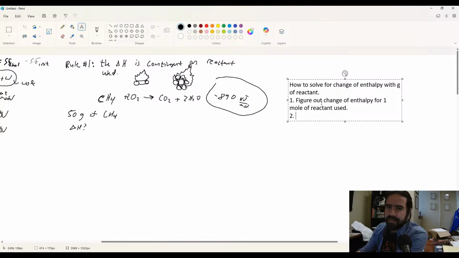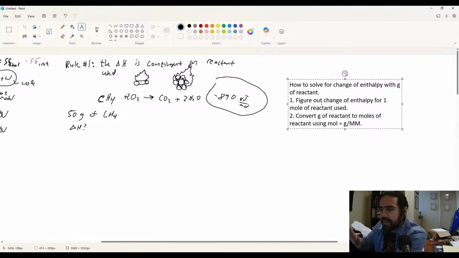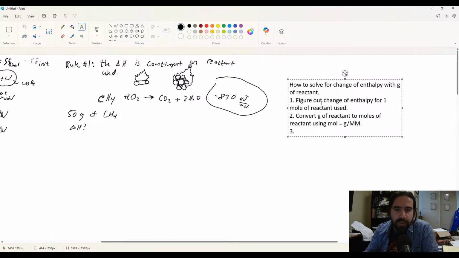Our next step is to convert grams of reactant to moles of reactant using, yeah, you guessed it, moles equals grams divided by molecular mass. This should be totally seamless at this point. You should absolutely be able to convert from grams to moles and vice versa. Once you've converted grams to moles, then you'll know how many moles you actually have. So our last step is to multiply moles by change of enthalpy.